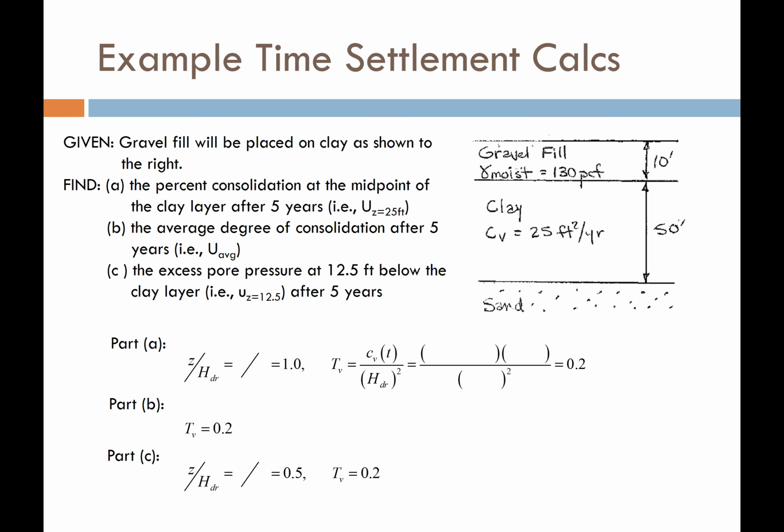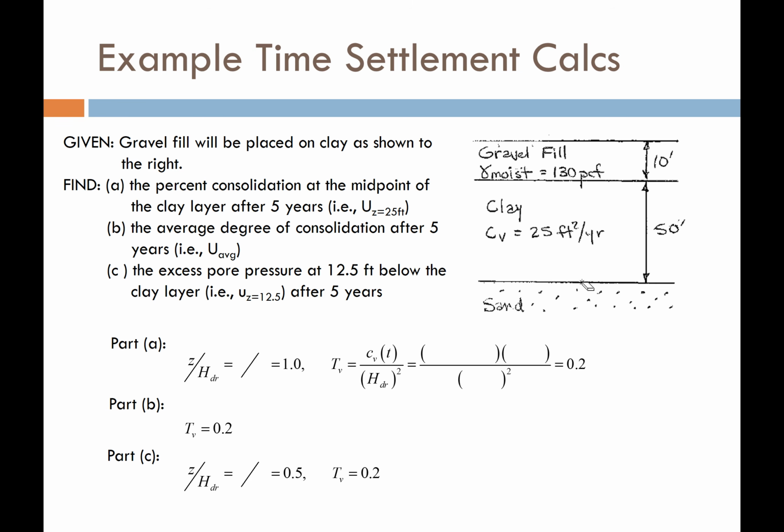So let's do an example time settlement calculation. Here we have a clay layer that is already in the ground, and we're going to come and place a brand new gravel fill on top of it. And the gravel fill is going to be 10 feet thick, and beneath the clay layer is a native sand layer. So both of those layers have high hydraulic conductivities and can act as drainage layers for our clay. From our consolidation testing, we're going to say that we're assigning a coefficient of consolidation of 25 feet squared per year to our clay, and our clay is 50 feet thick.